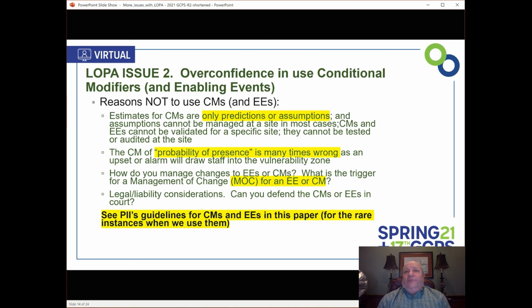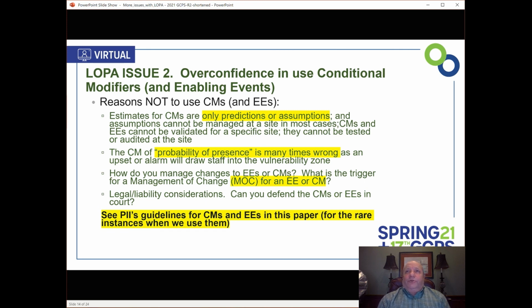How do you manage changes to the underlying assumptions of an initiating event, of an enabling event or conditional modifier? All these are real problems. And so with that, it's just best if you focus on independent protection layers and initiating events. These are concrete things we can maintain and more or less hang our hats on.